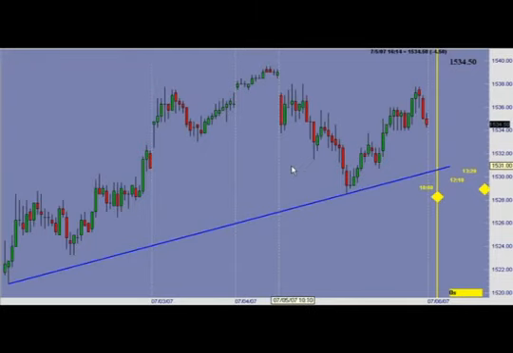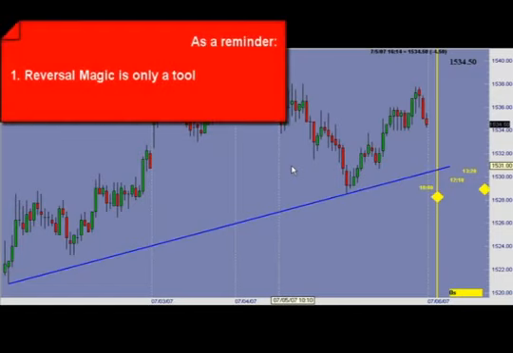A couple of rules that we need to remind you about. The first is that Reversal Magic is a tool. It's not going to answer all the questions related to the market. It is to enhance your entries and exits to make the most profit from the market as possible.